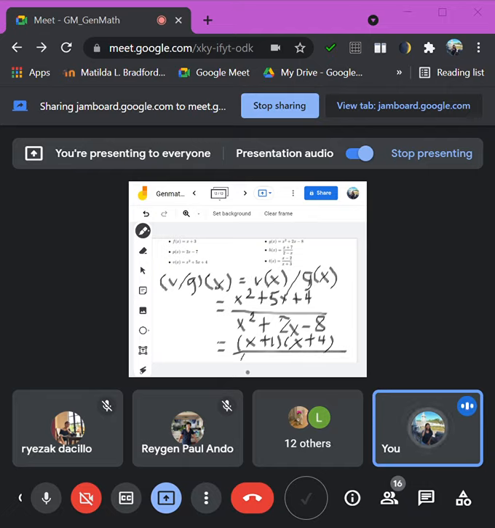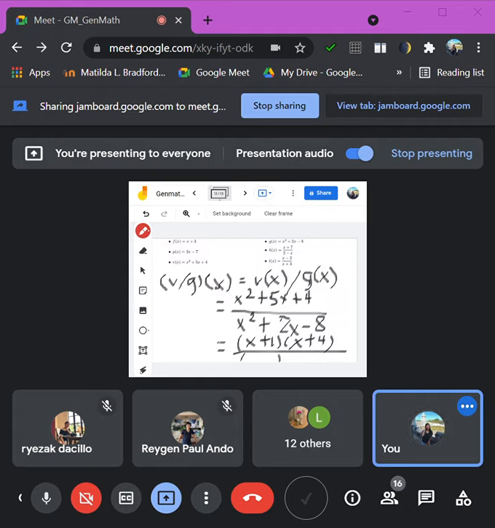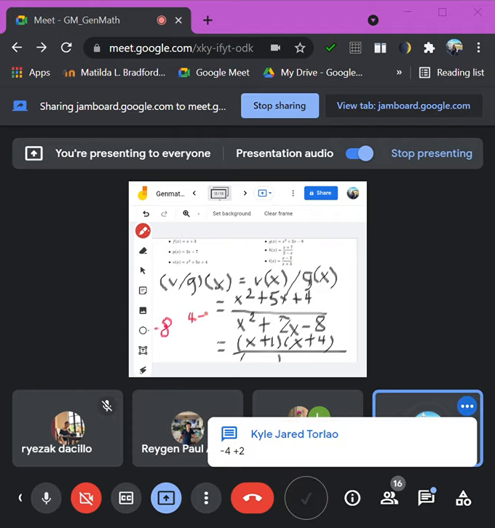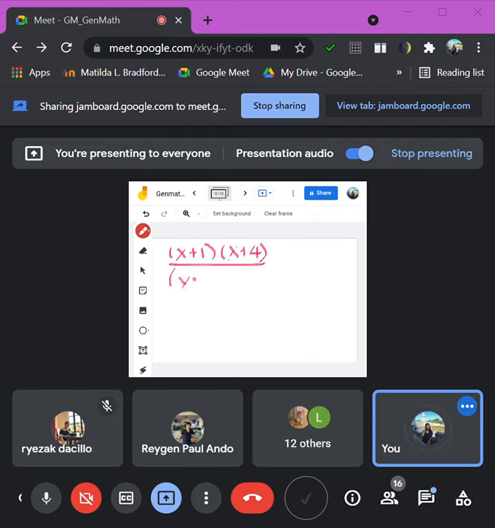Now, next one, below, what are the factors? Let me write it. Okay, what are the factors of 8? Or negative 8. We will use negative 8 to go straight. 4 and negative 2. The result should be positive 2 when added. So we can use 4 and negative 2. Correct. So we can have x plus 4 and then x minus 2.